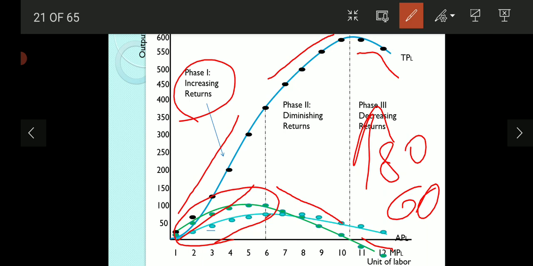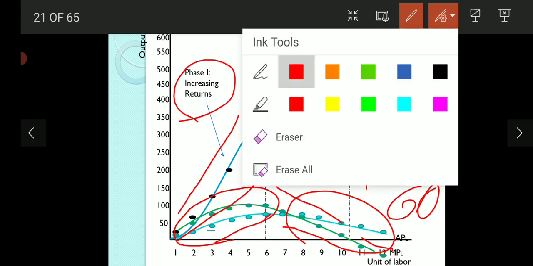So I think the average of the class will fall down. Similarly, when marginal is below AP, it will drag AP down. Here you can see the green line is below AP. It will drag AP down. So this is how we understand the relationship between MP and AP.